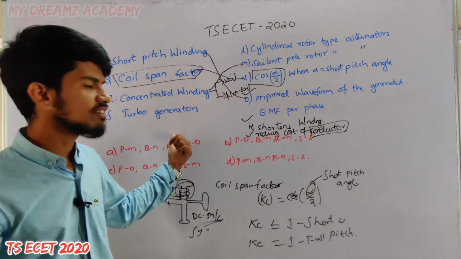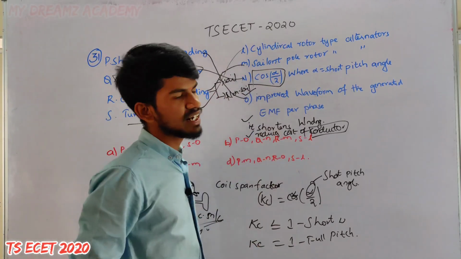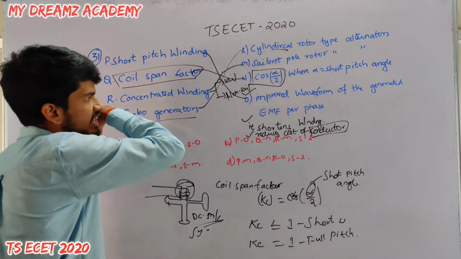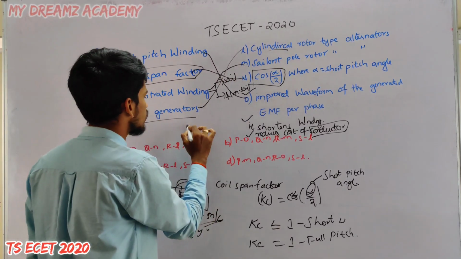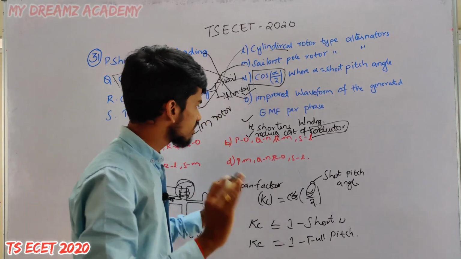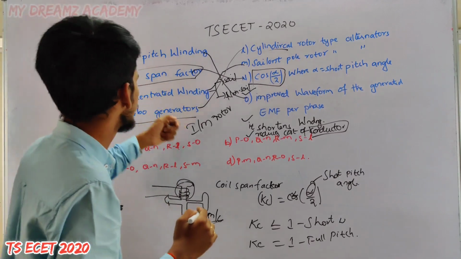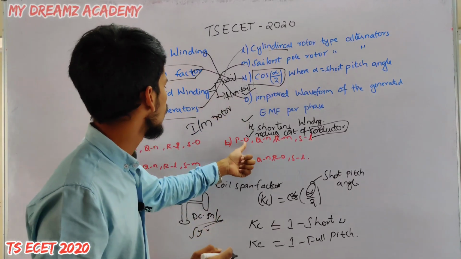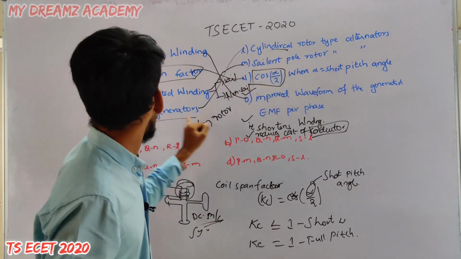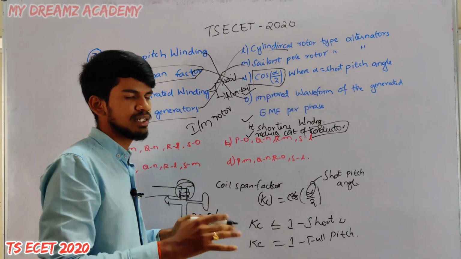Our only left option is turbo generators, that is cylindrical rotor type generators, and this cylindrical is also an example of induction motor type rotors. This is from your conceptual. If you see the options, P is O, Q is N, R is M and S is L. This is regarding your full conceptual information.